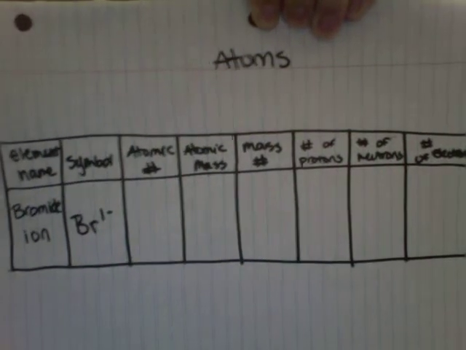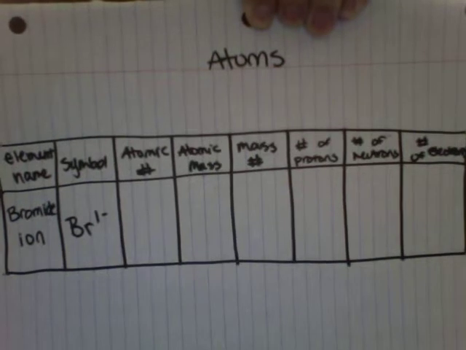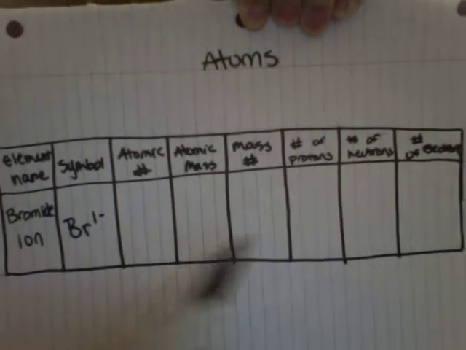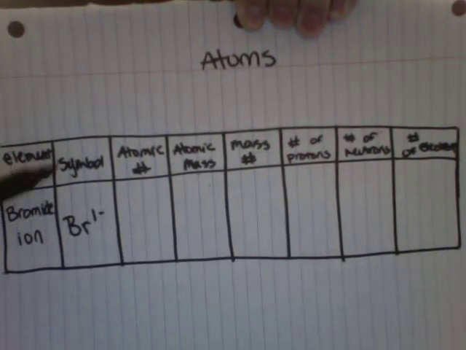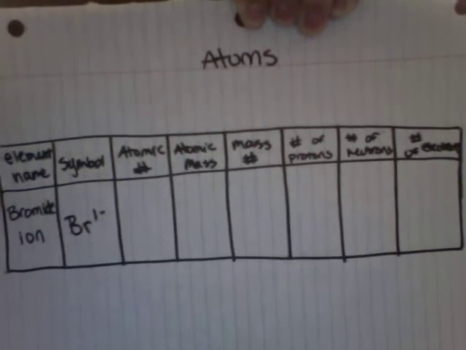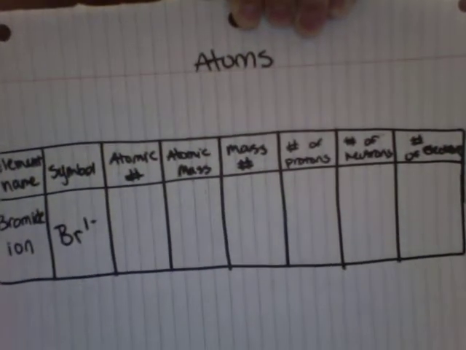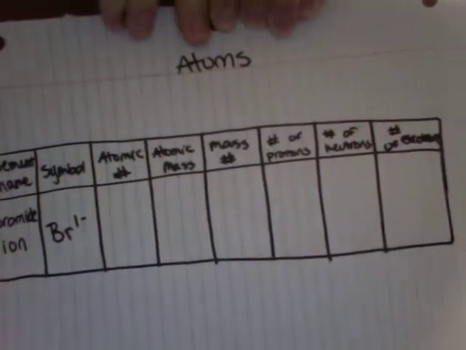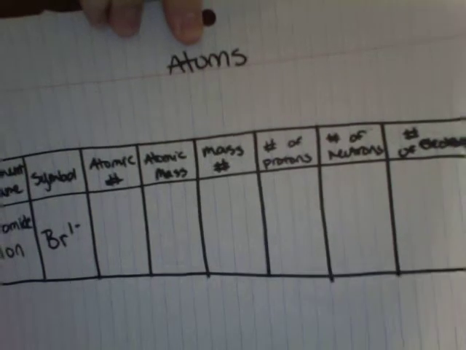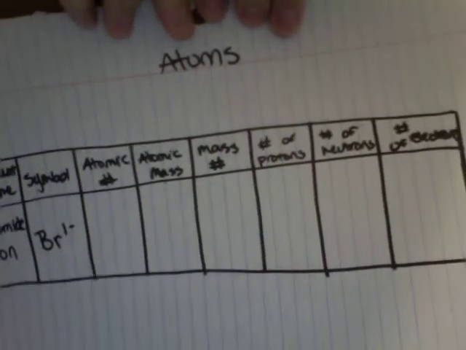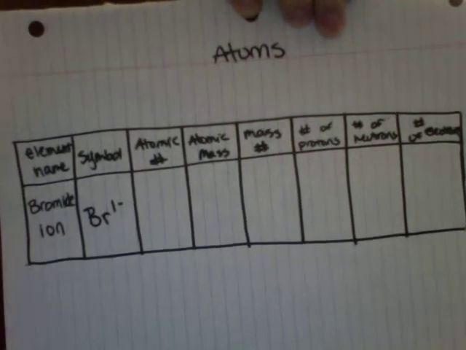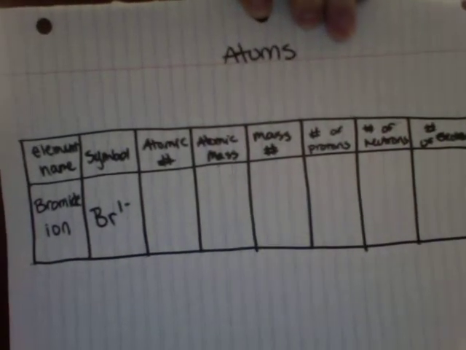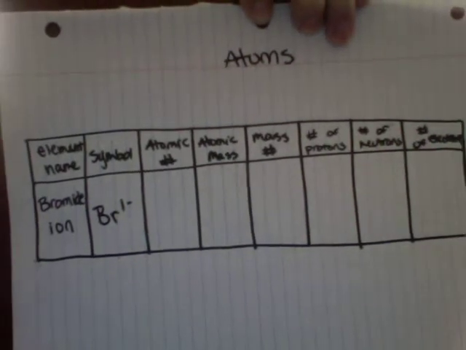Okay, so continuing where we left off, we are going to try to determine the number of protons, neutrons, and electrons in one atom by its symbol, atomic number, and mass number. First, take a look at your periodic table, because that is going to tell you what your atomic number is. Bromine is number 35.